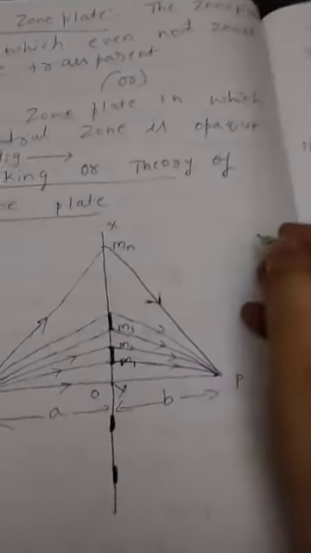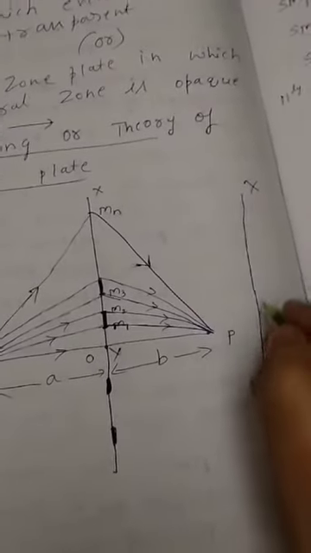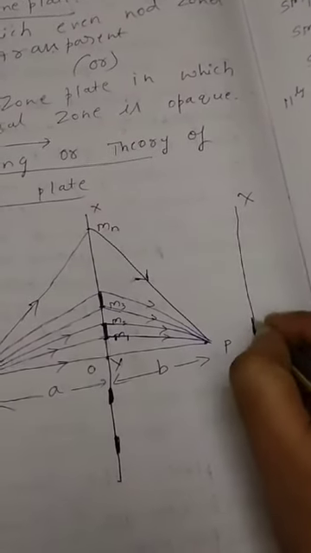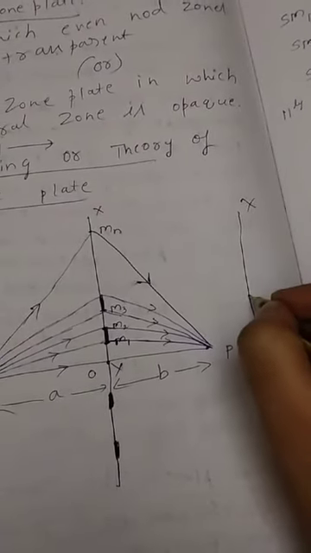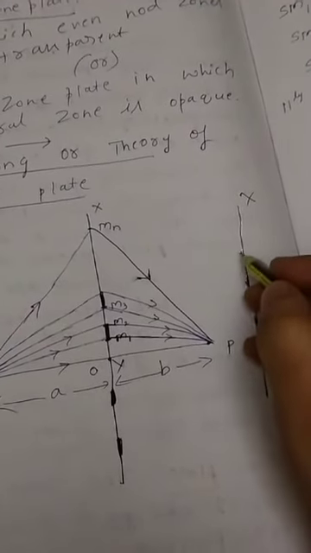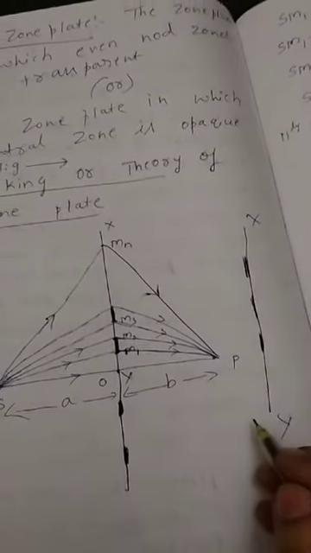So you have to write the zone plate in the cross-sectional way. In the cross-sectional way, I can write like this. So this is the zone plate, the central one, and then next is opaque, next is transparent, then the next is opaque, and then the next is transparent, then the next is opaque. Something like this you have to go on showing.